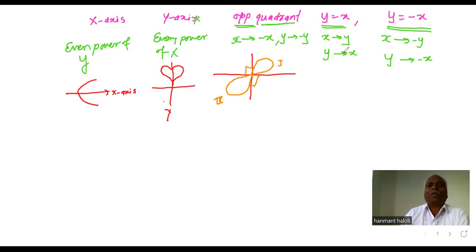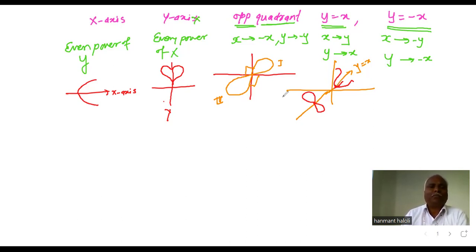Now what about the y equal to x line? Suppose our coordinate axes have the line x equal to y, a line passing through the origin. Symmetry about this line means suppose you get a loop here, the same loop you also get on this side. This curve is symmetric about the y equal to x line.